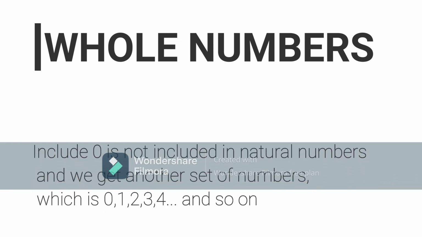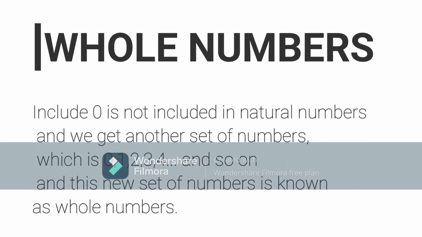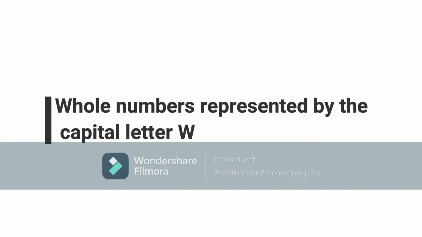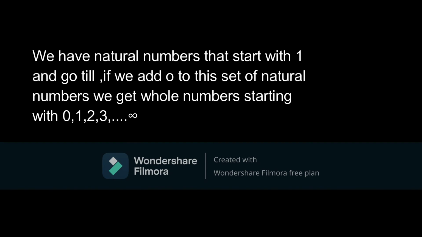But the number 0 is not included in natural numbers, and if I do include 0 in the set of natural numbers, we get another set of numbers which is 0, 1, 2, 3, etc. and goes on like that. This new set of numbers is known as whole numbers. We represent it by the capital letter W. To sum it up, we have natural numbers that start with 1 and go until infinity. If we add 0 to the set of natural numbers, we get the whole numbers starting with 0, 1, 2, 3 and going on till infinity.